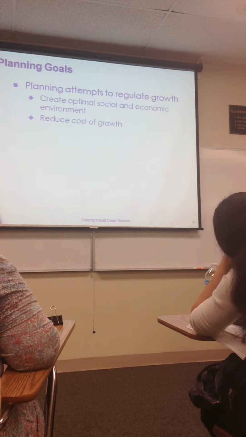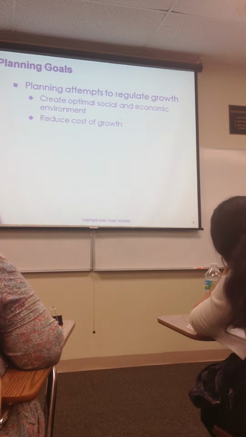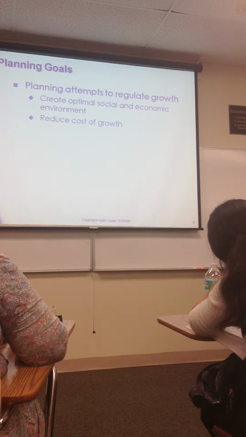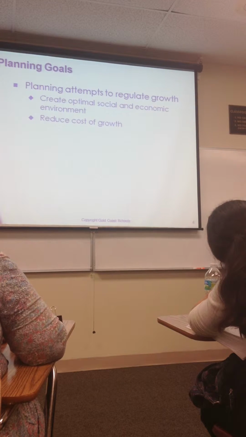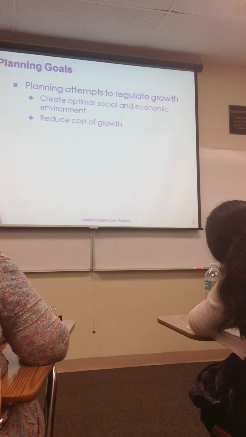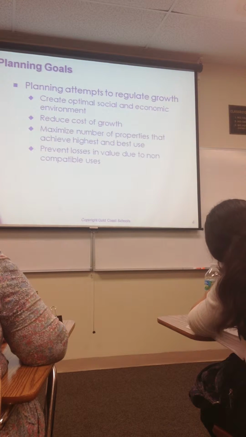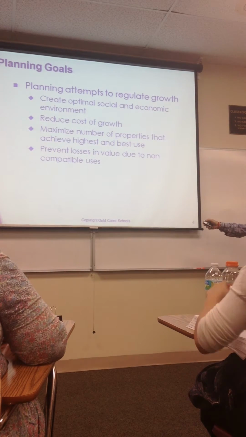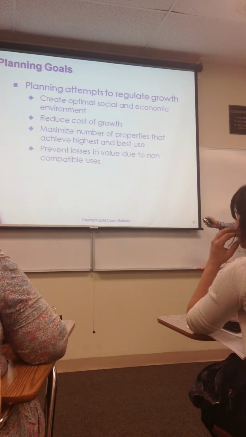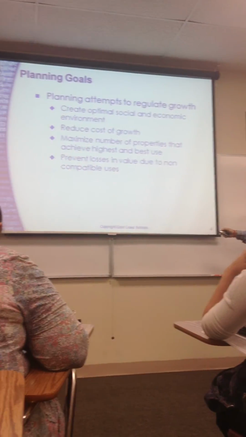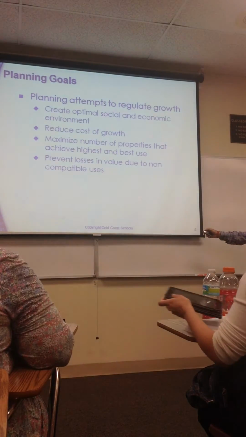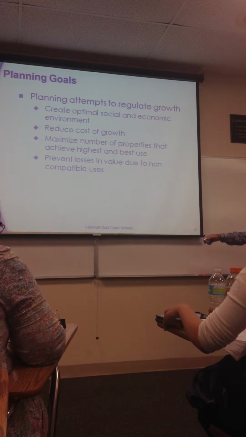Now, planning attempts to regulate growth. And again, not only optimal social but also economics run the community. The cost of growth is not put on the tax-paying public; it's put squarely on the developer. Again, we want the highest and best use. And zoning prevents losses in value due to non-compatible uses. You will not find a factory in an area of single-family homes.